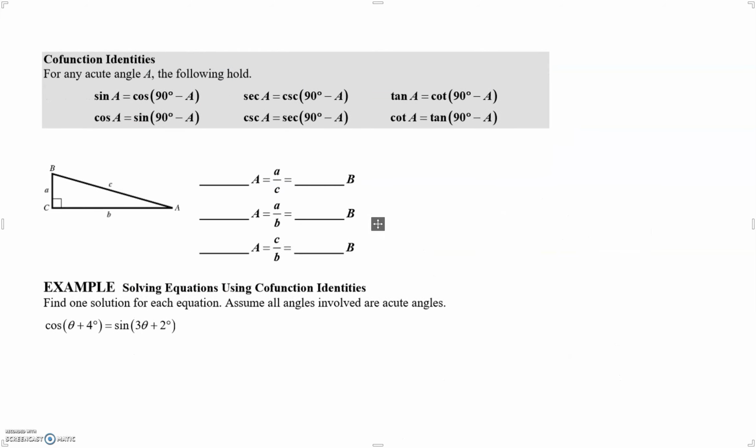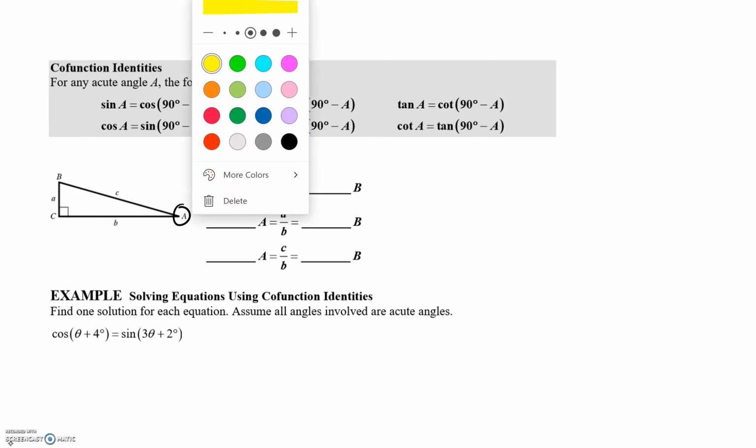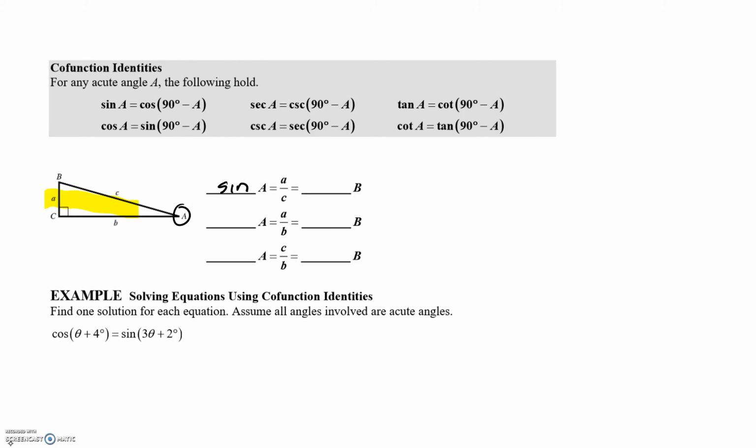So scrolling down, that leads us nicely to what we call cofunction identities. Because what I'm going to do is take any triangle where A is an acute angle. It doesn't have to be in standard position anymore. And we can say that here, the sine of A, I'm going to look at A here, and we know that the sine of that A is the opposite. The opposite is A over the hypotenuse, which is C. Again, here's the opposite, and C is across from 90 degrees, the hypotenuse.